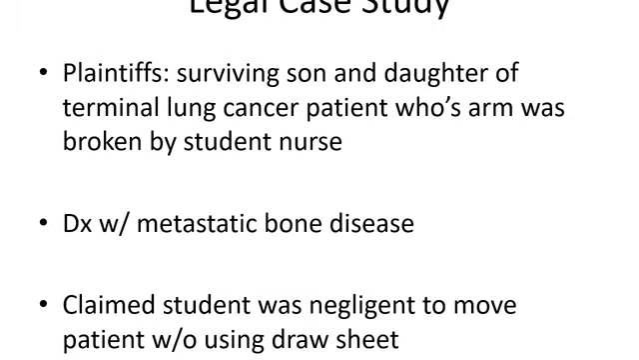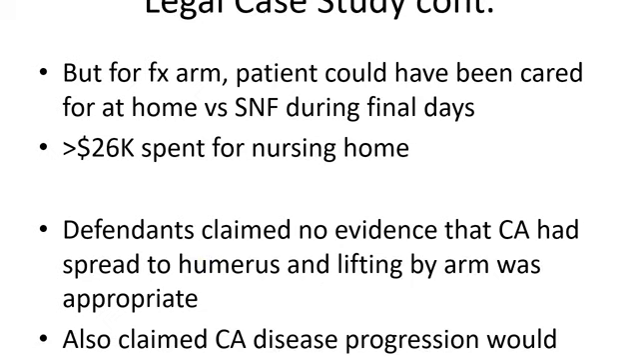So let's talk about a little legal case study of someone who has had some issues. Plaintiffs are the surviving son and daughter of a terminal lung cancer patient whose arm was broken by a student nurse, not a Goodwin student nurse. This patient had a diagnosis of metastatic bone disease. The plaintiffs, the family, claimed the student was negligent by moving the patient without using a draw sheet. And they said, but for the fractured arm, the patient could have been cared for at home versus a skilled nursing facility during her final days, and they spent more than $26,000 for that nursing home.